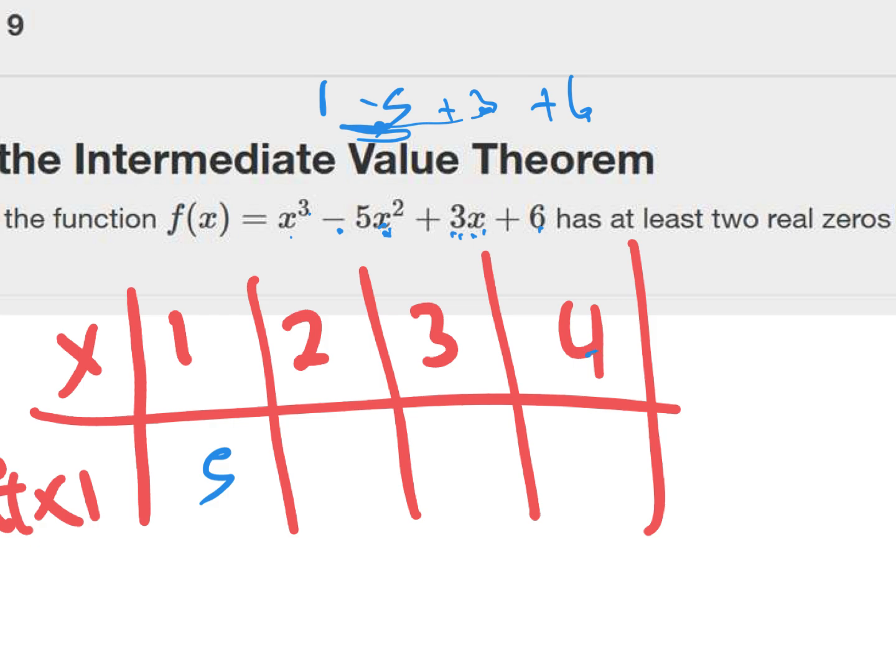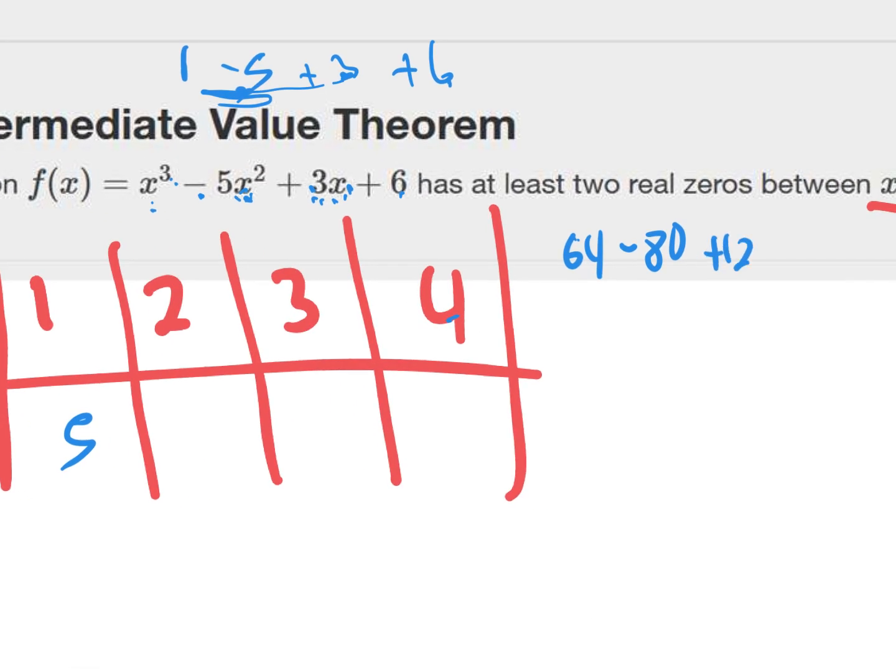Let me plug in the 4. That's going to be a little harder, okay? I'll do it over here. 4 cubed, oh my gosh, 4 times 4 is 16 times 4, 64. Minus 5 times 4 squared is 16. 5 times 16, 50, 60, 80. Minus 80. 3 times 4 is 12, plus 12, plus 6.